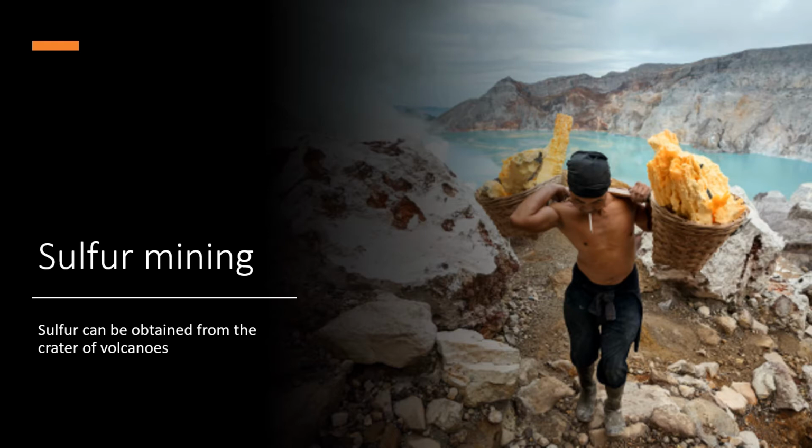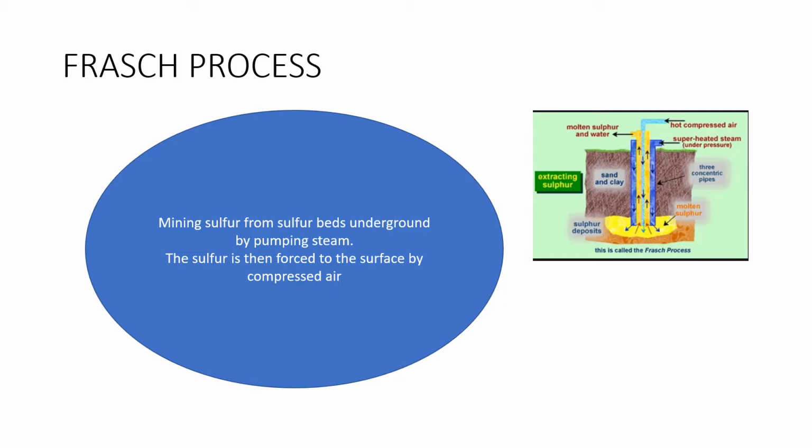Sulfur mining. Sulfur can be obtained from the crater of volcanoes. Sulfur from underground is mined by the Frasch process. We use hot compressed air and superheated steam that make the sulfur get out to the surface in molten state.